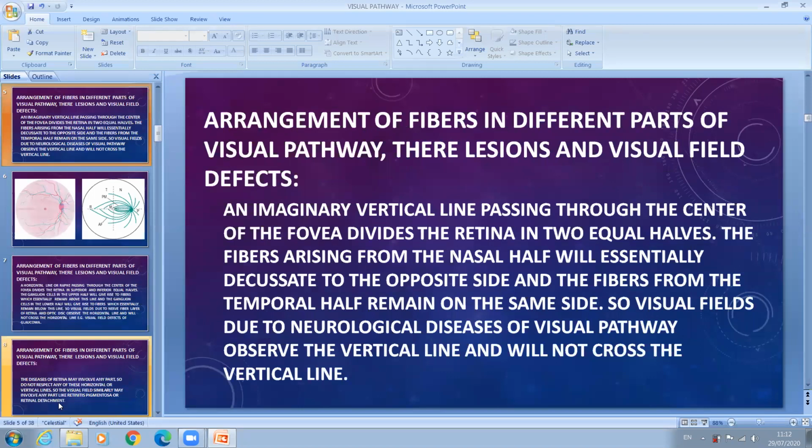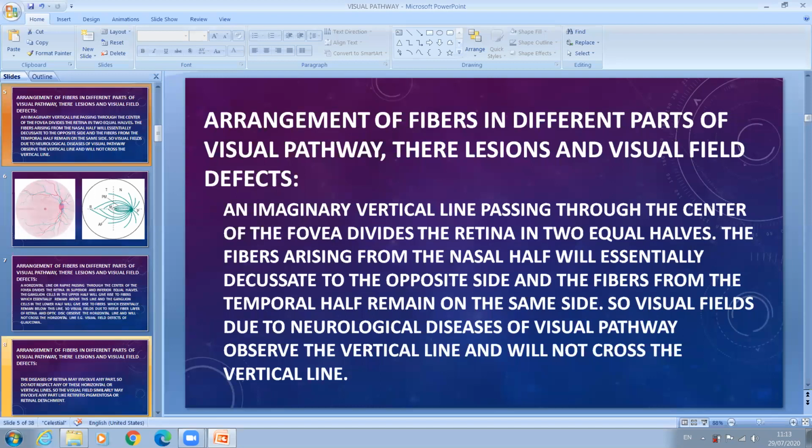So talking about the arrangement of the fibers in the nerve fiber layer, and afterwards at the disc, and then in the optic nerve in the orbit, and the optic chiasma, and in the optic tract, and again in the optic radiation, and the calcarine sulcus of the occipital lobe, because it is the arrangement of the fibers which changes the effects of different lesions in the lesions of the optic visual pathway.